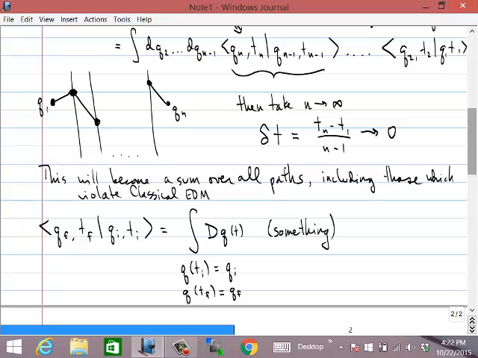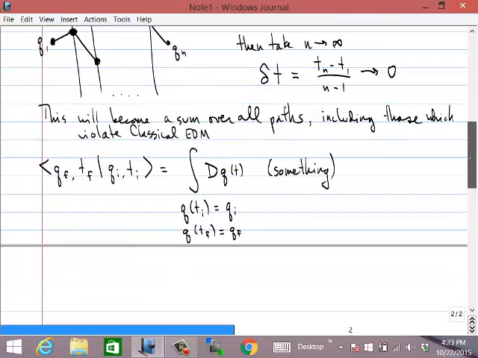Okay. So simply the superposition principle of quantum mechanics, which is simply the principle that you can take two different possible paths and add them together, is really all that you need in order to conclude that transition amplitudes in quantum mechanics should be computed by a path integral. So it's really a very, very core feature of quantum mechanics.